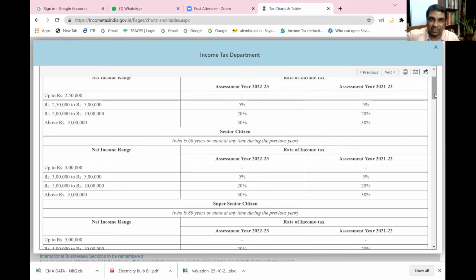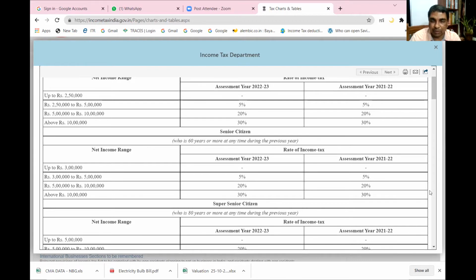Okay, we have to see what is his age. If the age is 60 years or more, then up to 3 lakh, there will be no tax. From 3 lakh to 5 lakh, how much? 5%. And 5 lakh to 10 lakh? 20%. And above 10 lakh? 30%. And you have also seen that for assessment year 22-23 and 21-22, the rates are also the same.